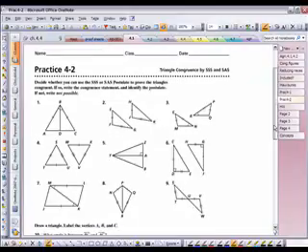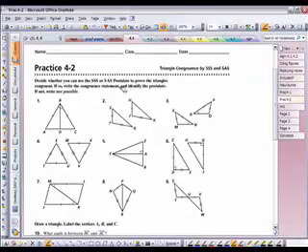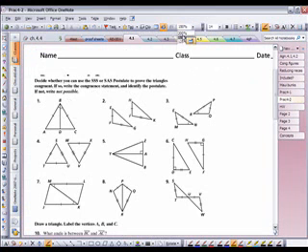Okay. So SSS and SAS postulates, we want to say, is it possible to use either of these to show that these 2 triangles are congruent? If not, you say not possible. If it is, you identify whether it's SSS or SAS, and you write a congruence statement, which means you have to get the letters to match up in some correct correspondence.